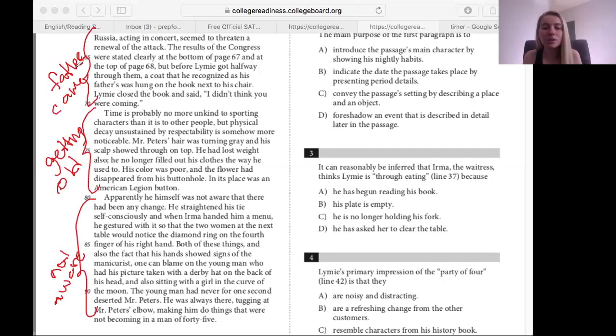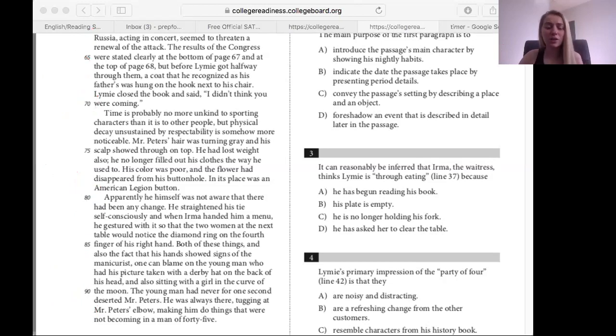Same with getting old. I don't need to highlight that his hair was turning gray. He was losing weight. Like every detail doesn't matter unless we have a specific question on that matter. Same with not aware. That whole thing is just about that same concept. So if they're asked detailed things about it, I can go back to that passage, or that paragraph. So that just gives you a general idea about how you're generally note taking.